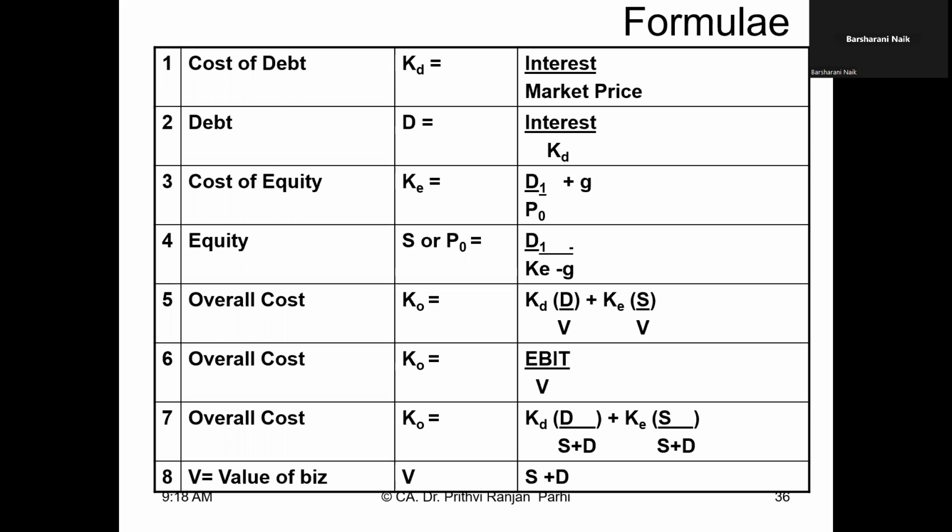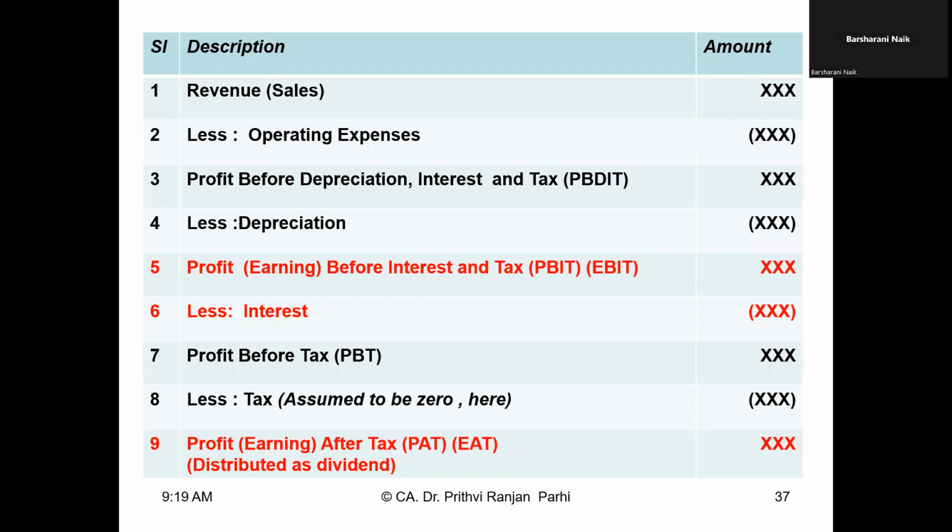These are the formula. Now here I'm showing you a structure to give you some idea of how EBIT is computed. You see, the structure says first we'll arrive at the revenue minus operating expenses. You'll be getting profit before depreciation, interest, and taxes. That is called PBDIT. Less depreciation, you'll be getting PBIT or EBIT.